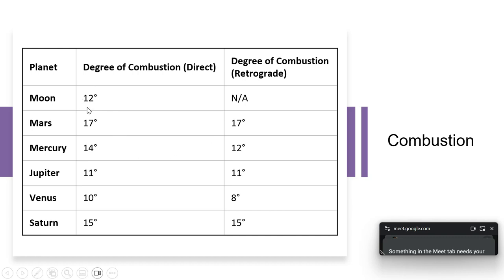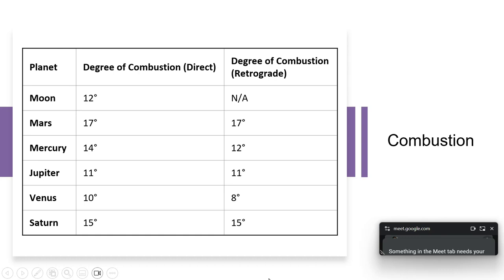The Moon never gets retrograde. See, there are two columns. One gives the degree of combustion when the planet is direct, and another gives the degree of combustion when the planet is retrograde. We will study what retrograde is.